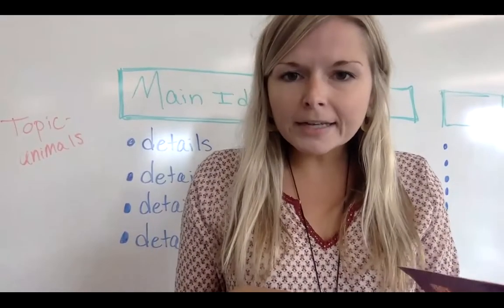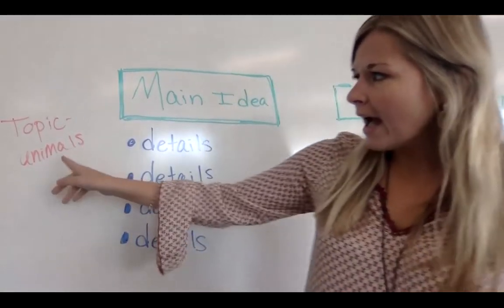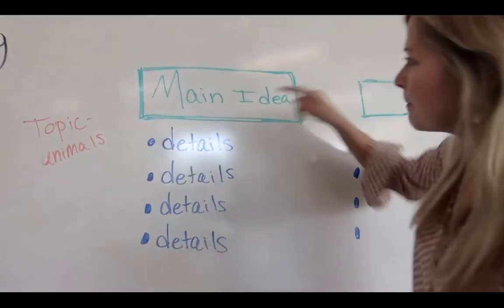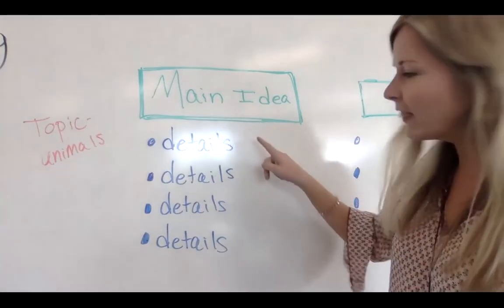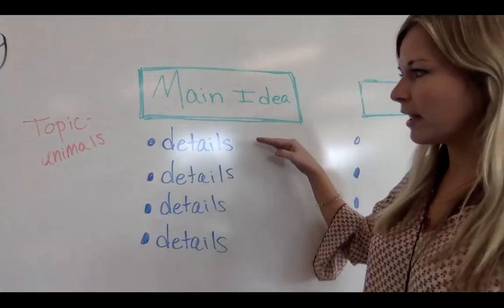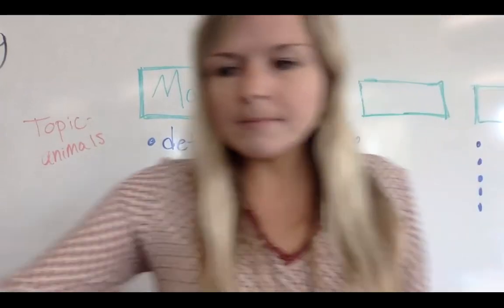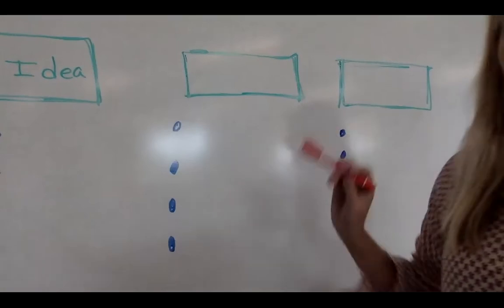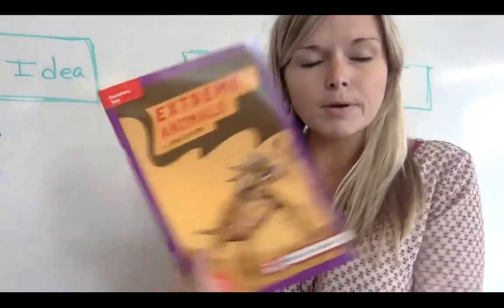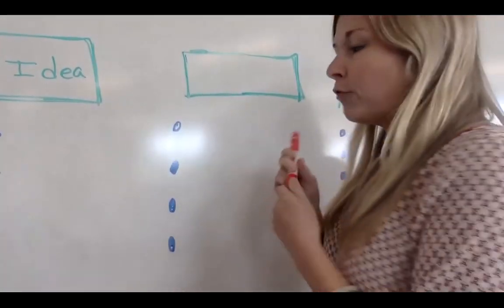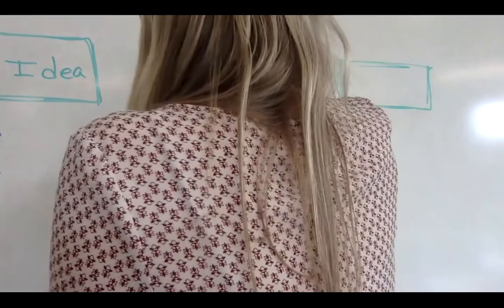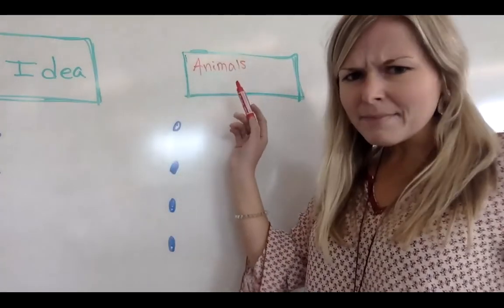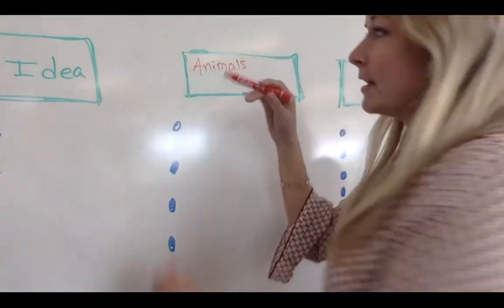Now I want you to look behind me. I have that my topic is animals, but now I found my main idea. My main idea would go up here, and then I would add my supporting details to that. Let me show you what I mean. I'm going to put my main idea here of this book. It's going to be a full sentence. Is that my main idea? No, I'm not stopping there.